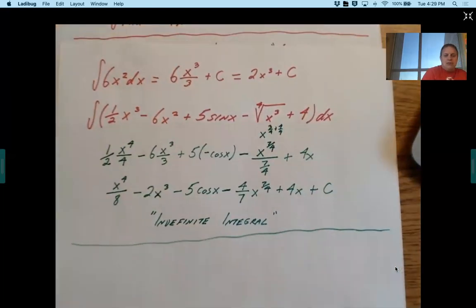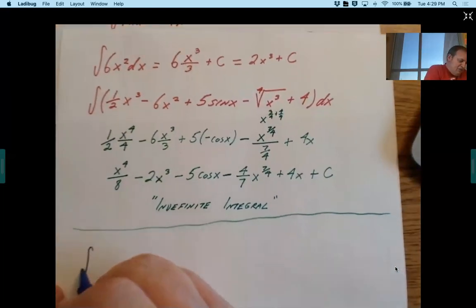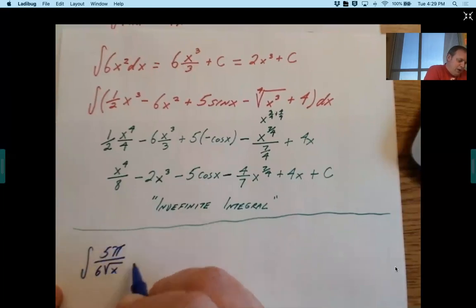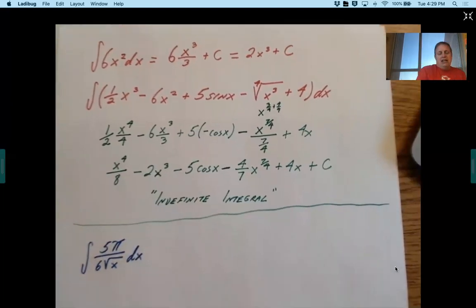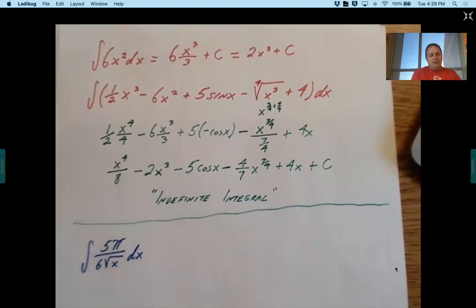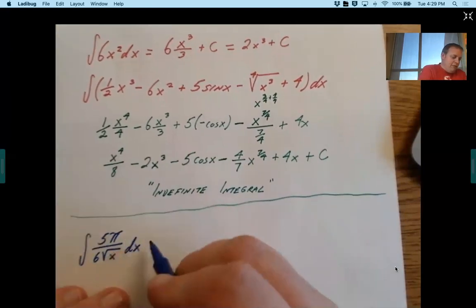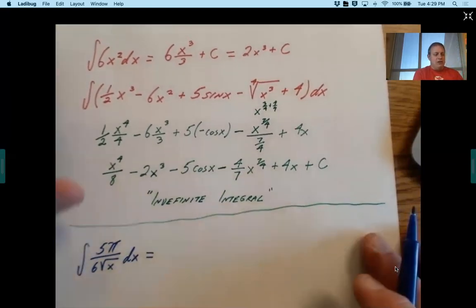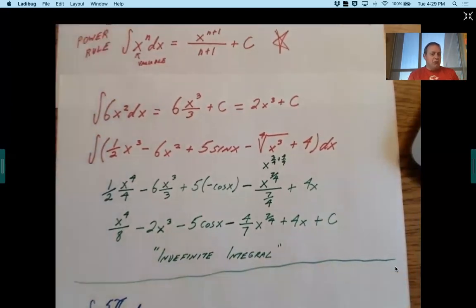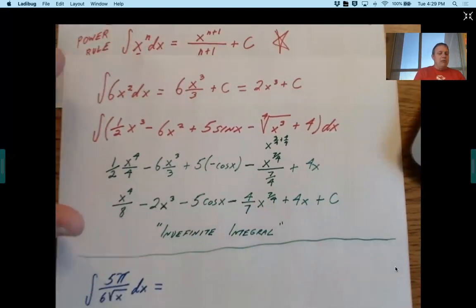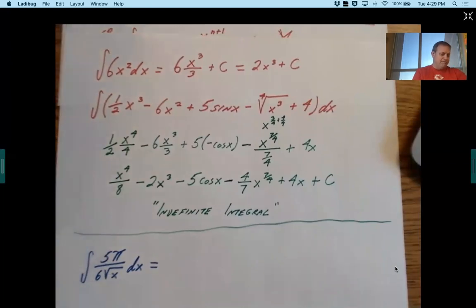And here's one in particular. Here's the integral of 5 pi over 6 square root of x with respect to x. And we'd like to find the indefinite integral, the antiderivative, the solution to the differential equation if this is a derivative. So what do we do? Well, the first thing I do is I try to write it so it looks like the power rule right up here. I want x to be in the numerator, and I'm going to have to do that with fractional exponents and sometimes negative exponents as well.